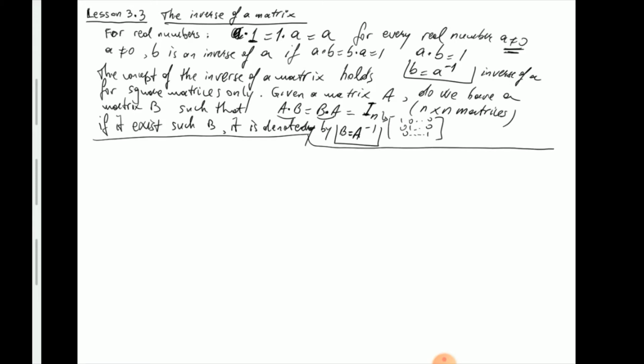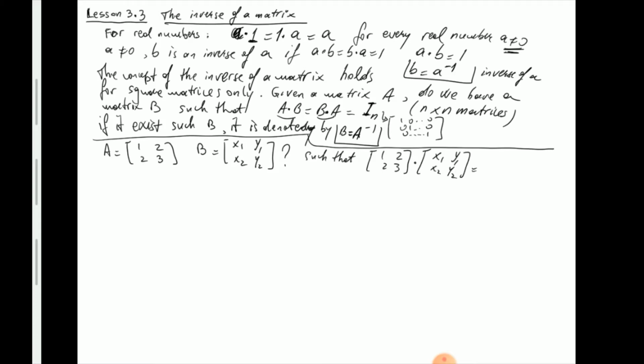So let's illustrate how this works for a 2 by 2 case. Let's say the matrix A is given by the entries 1, 2, 2, and 3. And the question is to find a matrix B, and let's denote the entries by columns using x1, x2 for the first column and y1, y2 for the second column. So the question is to find such a B, if it exists, such that A times B is equal to I_2. So in this case, 1, 2, 2, 3 times the matrix that I'm supposed to find is equal to 1, 0, 0, 1. So that is the question.